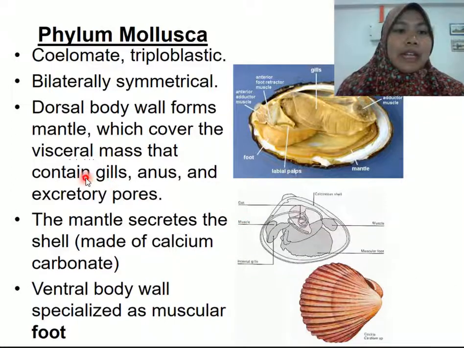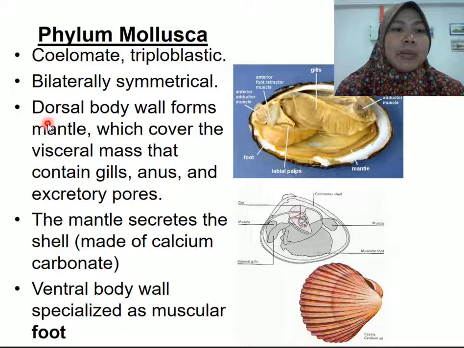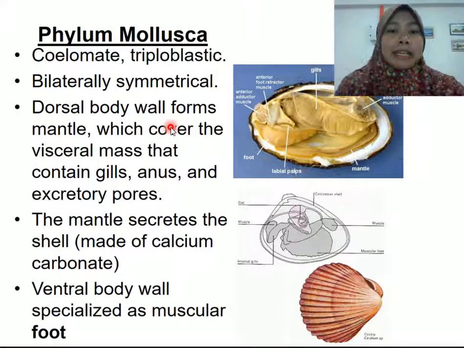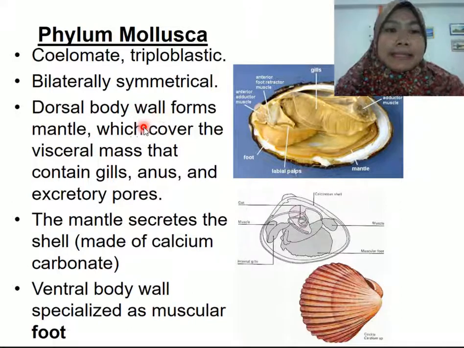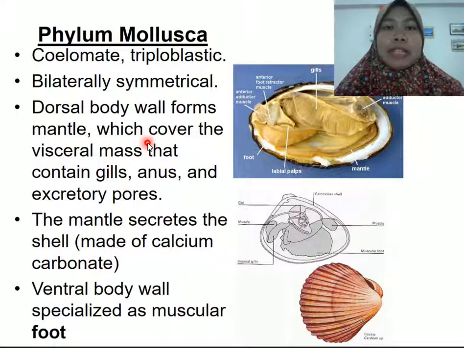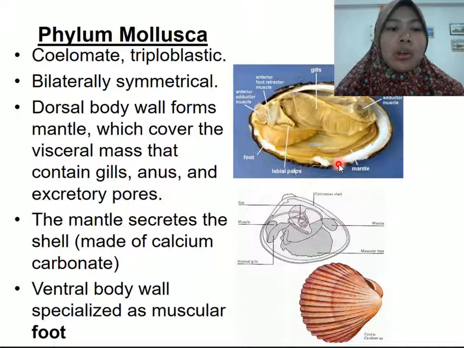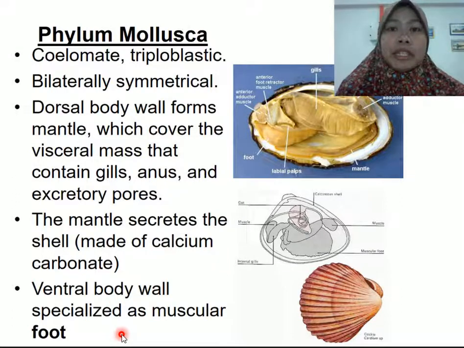You can see the dorsal body, the upper body side, forms the mantle, which covers the visceral mass, which contains all the internal organs like gills, the anus, and also the excretory pore. The mantle also functions to secrete the shell that is made of calcium carbonate, which makes the shell become harder like this. And the ventral body means the lower part. The lower body part basically has a specialized structure that we call the muscular foot, for movement.